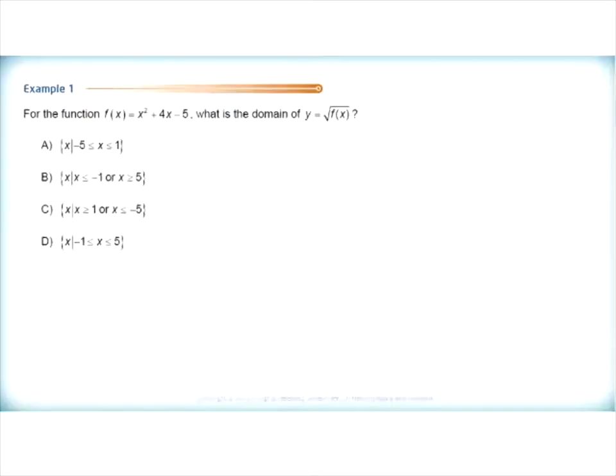Let's look at some examples. For the function f of x equals x squared plus 4x minus 5, what is the domain of the square root function y equals the square root of f of x? Notice that the domain of this function is dependent upon the location of the x-intercepts. The graph of this parabola represents one that opens upward. So in order to determine the domain of this function, we need to know the location of the x-intercepts.